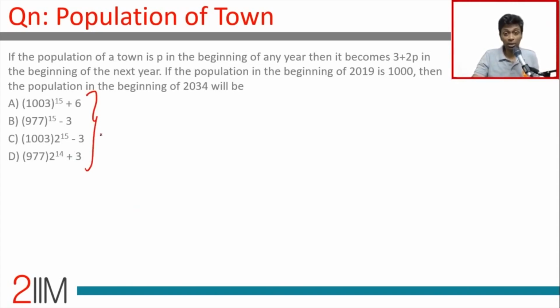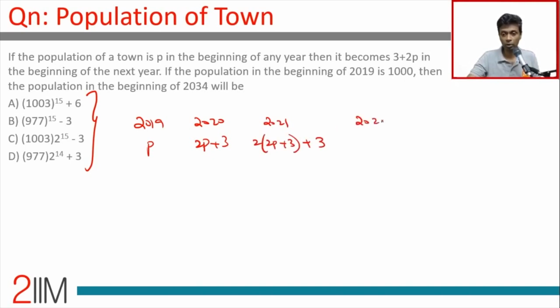The population of a town is P in the beginning of any year. Then it becomes 3 plus 2P in the beginning of the next year. The population at the beginning of 2019 is 1000. And the population at the beginning of 2034 will be? 2019 is P. 2020 will be 2P plus 3. 2021 would be 2 into 2P plus 3, plus 3. 2022 would be 2 into (2 into 2P plus 3, plus 3), plus 3, and then so on.